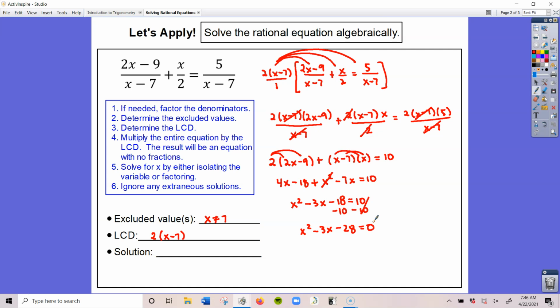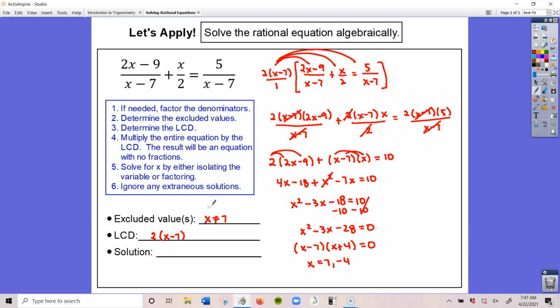Once you have the quadratic equal to 0, we're going to factor. So the two numbers that multiply to give me negative 28, but add to give me negative 3 are negative 7 and positive 4. So when I write out my factors, it would be x minus 7, x plus 4, and that's going to equal 0. And if I set each factor individually equal to 0, I get that x is equal to 7 and negative 4. But remember, before I can state what is my solution, we look at our excluded value.